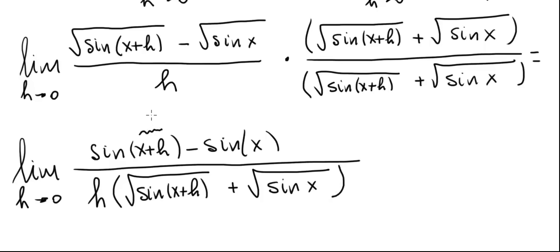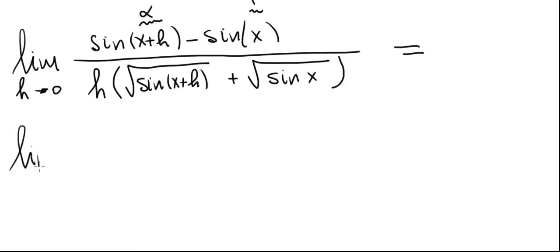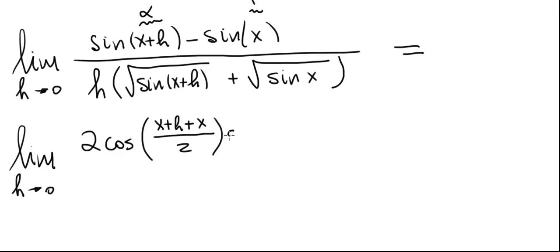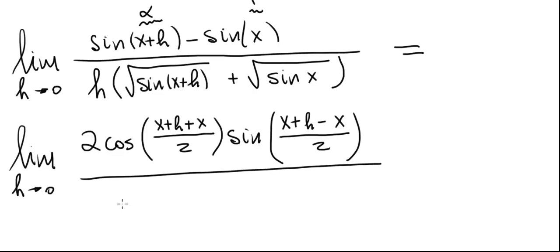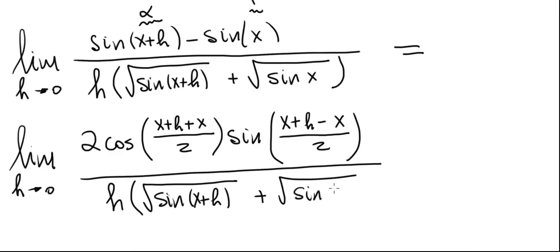If we call x plus h alpha and x beta, we have precisely sine of alpha minus sine of beta, so we can express it using the trigonometric identity, which I called result number 1, and this becomes the limit as h goes to 0 of 2 times cosine of (alpha, x plus h, plus beta, which is x) divided by 2, times the sine of (alpha, that's x plus h, minus beta, that's x) divided by 2, and this is divided by, the denominator didn't change, h times the square root of sine of x plus h plus the square root of the sine of x.